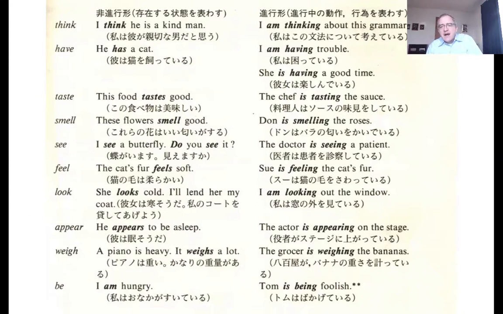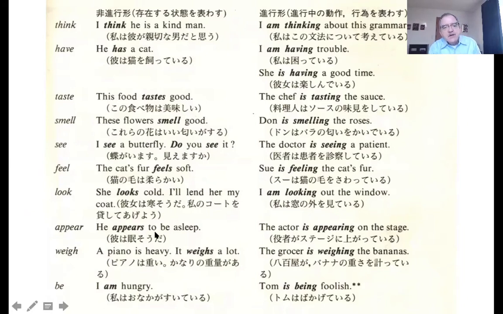On our homework, it said John is feeling his arm. Can you see my picture? John is feeling his arm to see if it's injured. He was feeling like this. So it was ing. She looks cold. Looks cold means I think she's cold, okay? She's not doing anything. I am looking out the window. There's look, okay, that's active.